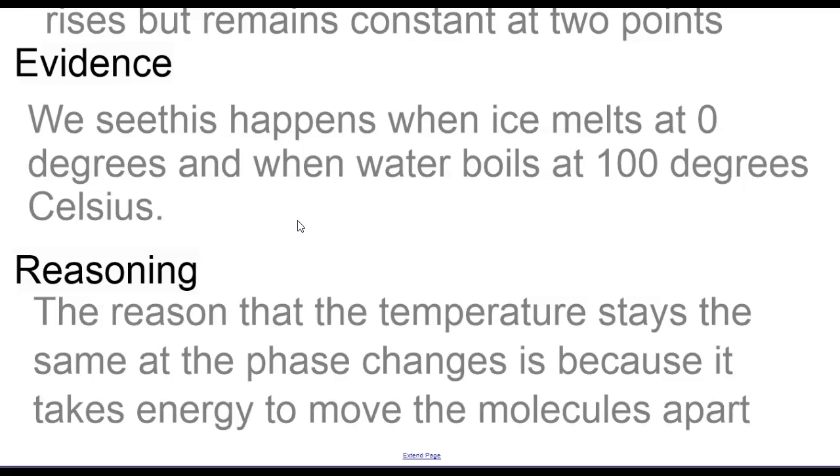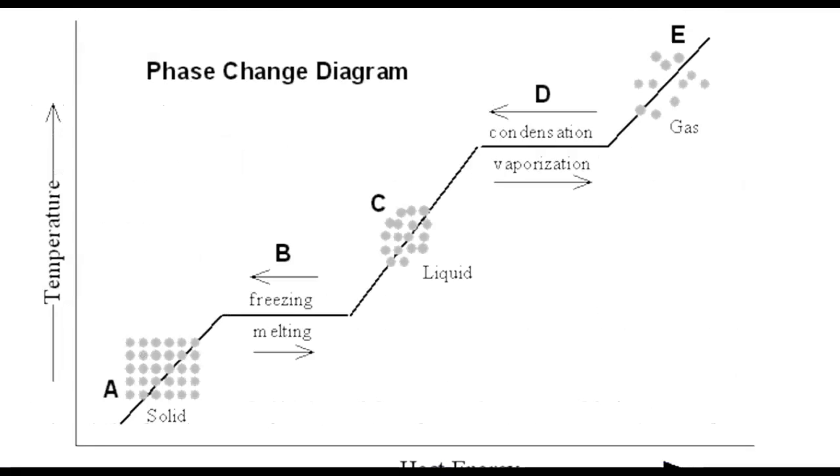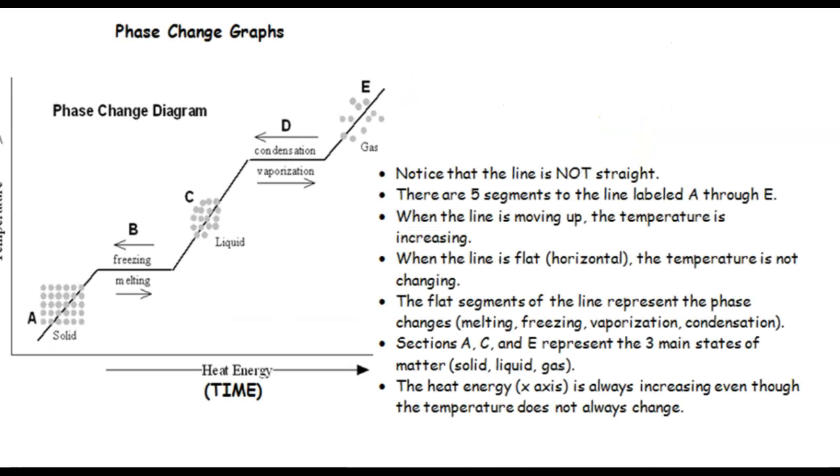Hopefully, you've got good claim, evidence, and reasoning for this experiment, because that will really help you understand the phase changes of matter. Now, when we look at phase change diagrams in general, notice all the sections. We have the section of solid. We have the flat, where we're melting. Now we're a liquid and we're rising again in temperature, and then we're boiling, and then a gas. So there's a lot you can do, and you have this in your packet to understand how these phase change graphs work. Notice the line's not straight.